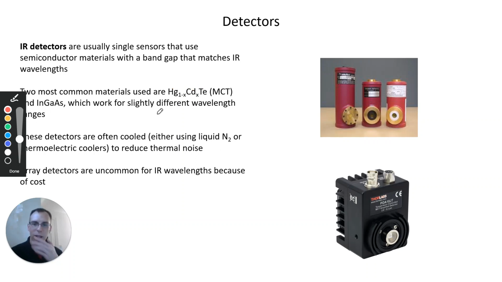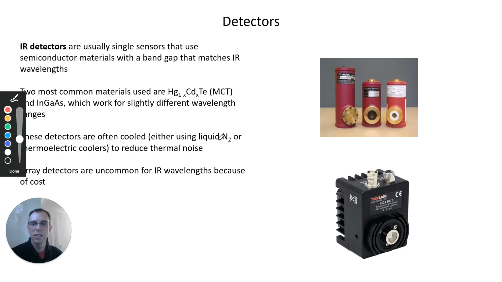They work for slightly different wavelength ranges. I'm more familiar with MCT detectors because they work further into the mid-infrared range of the infrared spectrum, whereas InGaAs is more near-infrared. But the details don't particularly matter here. Now, these detectors are often cooled to liquid nitrogen temperatures. This is becoming less common, but it's still done. Most of this detector here, this is an MCT detector, all this up here is just for holding liquid nitrogen. The actual detector itself is just this little circle right here. The rest of it is just electronics and keeping the detector cool.